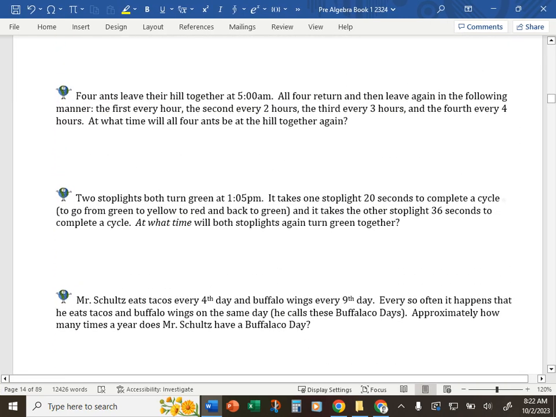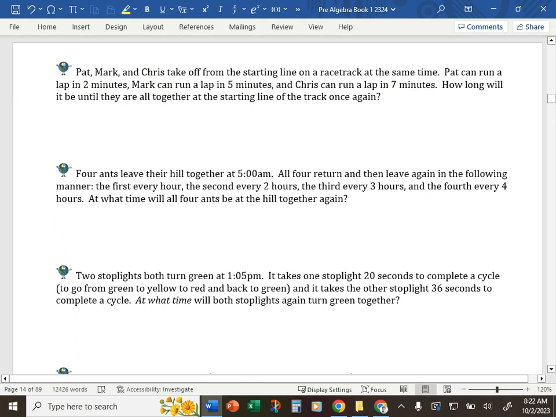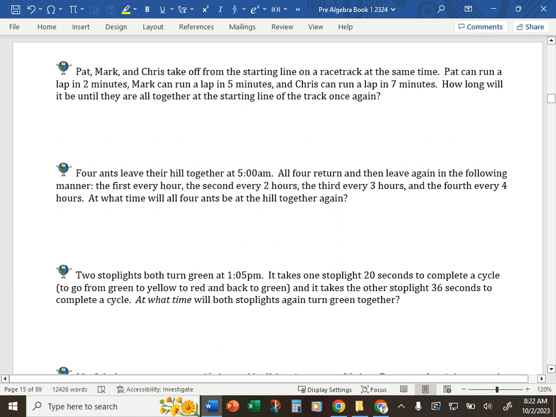It says, Pat, Mark, and Chris take off from the starting line on a race track at the same time. Pat can run a lap in 2 minutes, Mark can run a lap in 5, and Chris can run a lap in 7 minutes. How long will it be until they're all together at the starting line of the track once again?